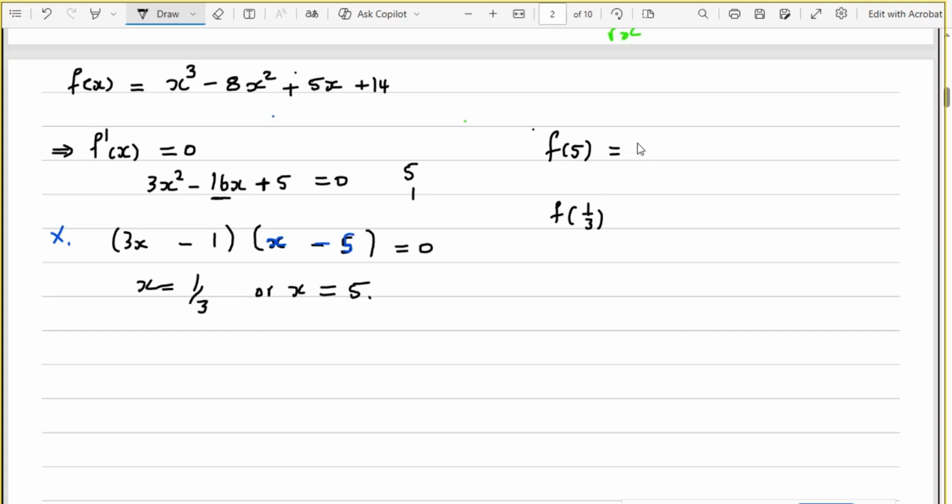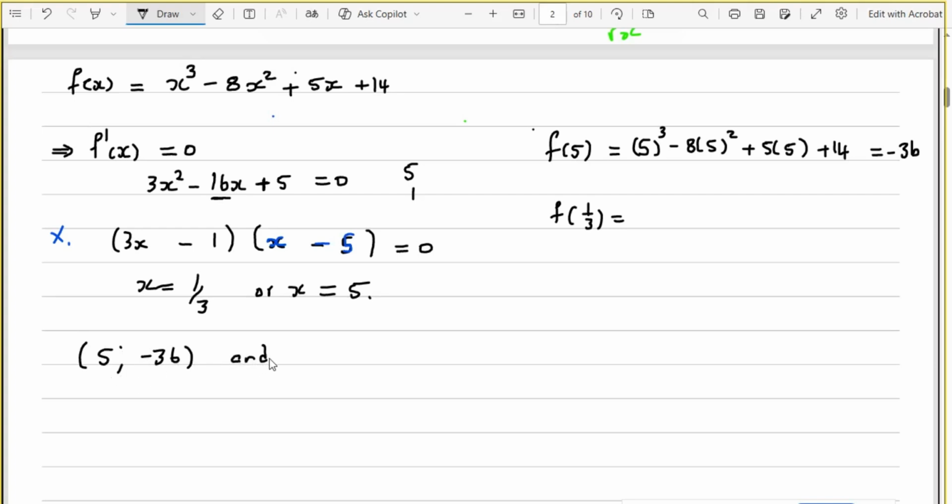So f at 5 will be 5 to the power 3 minus 8 into 5 squared plus 5 into 5, and then plus 40. That's going to give you negative 36. Okay, negative 36. So this tells you that the first point is 5 and negative 36.